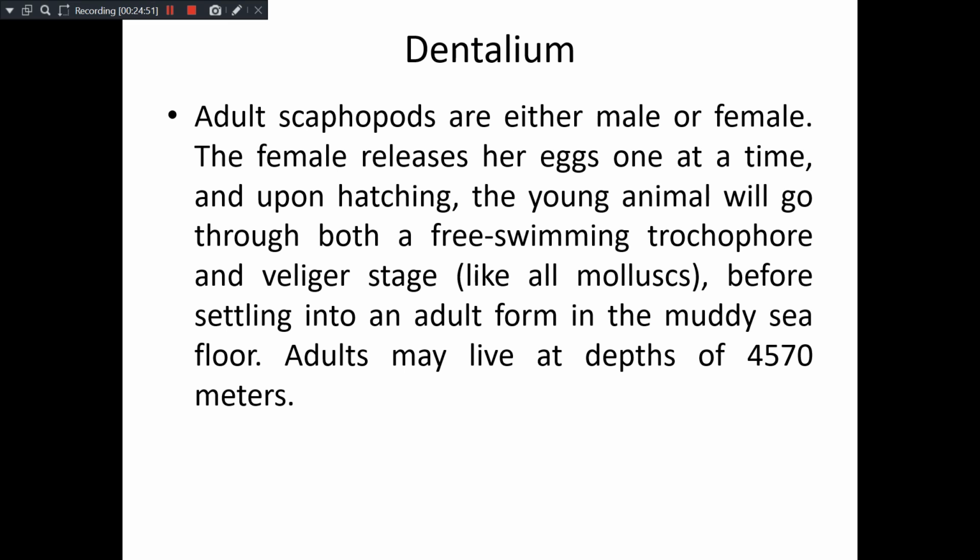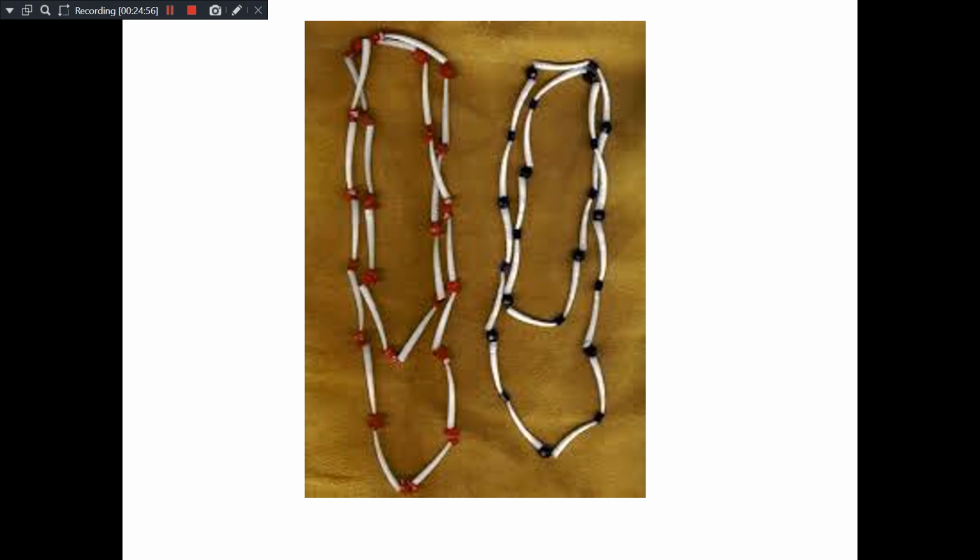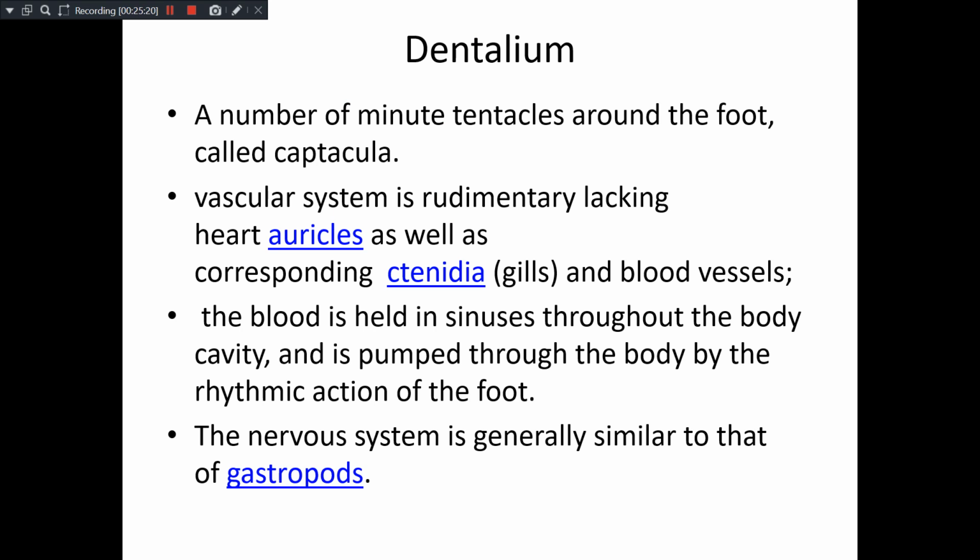Adults may live at depths of up to 4,570 meters. The dentalium shell is used for its beautiful ornamental value. It has been used by tribals, and even nowadays non-tribals also use it for ornamental purposes. The shell has a number of miniature tentacles found around the mouth, which are called captacula.